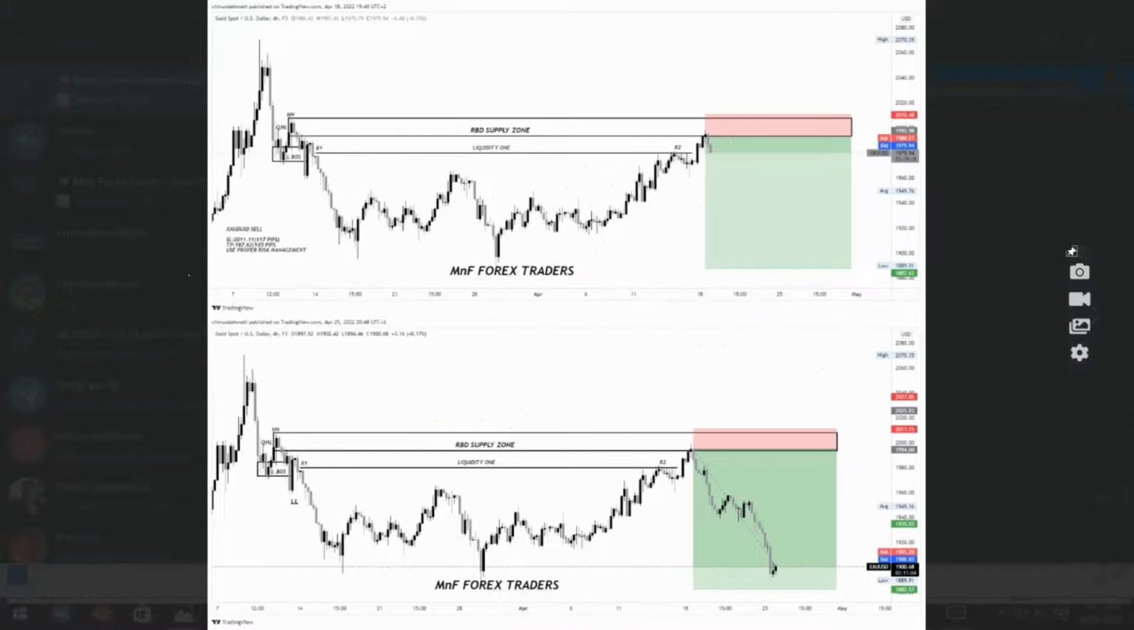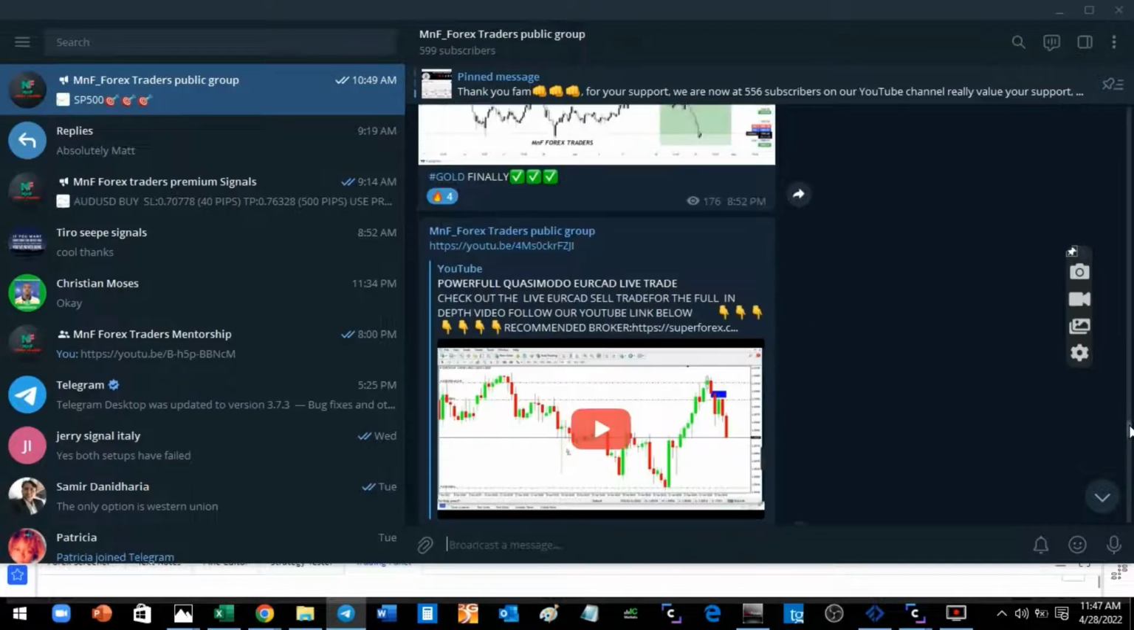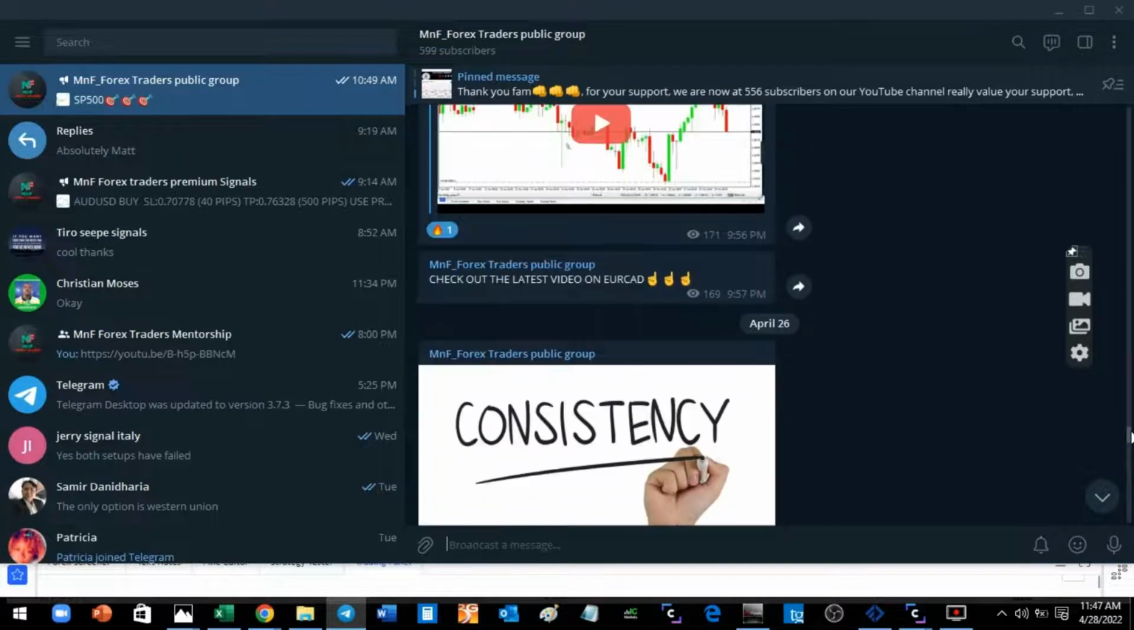Look at this. It worked out, right? This is like over 8 on gold. Beautiful trade. It worked out. The same setup. So this is what most people won't tell you.